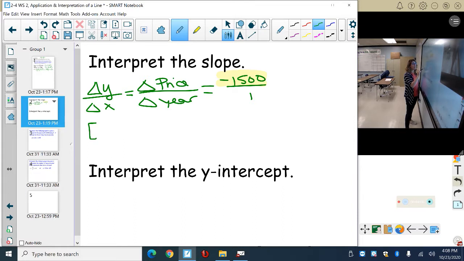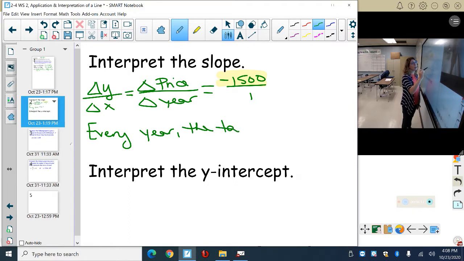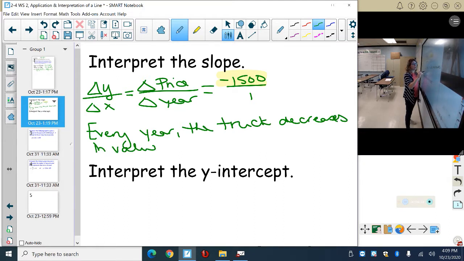So every year, the truck decreases in value by $1,500.